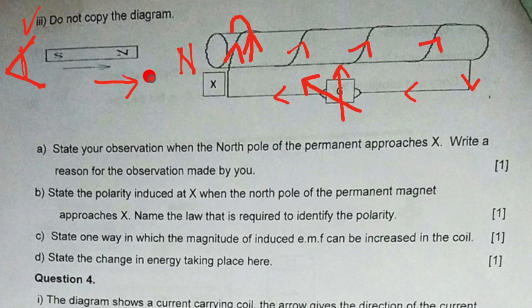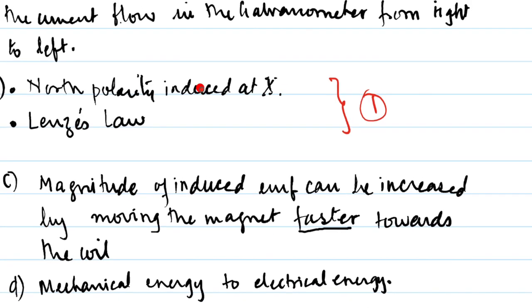So under the circumstances, if I have to increase the EMF, I will have to make sure that the rate of change of magnetic flux should be more, which means I have to move this magnet quickly. So I have to increase the speed with which the magnet is moving towards the solenoid, and that is how we increase the EMF. So how we write? Magnitude of the induced EMF can be increased by moving the magnet faster. So the rate of change of magnetic flux will be more.